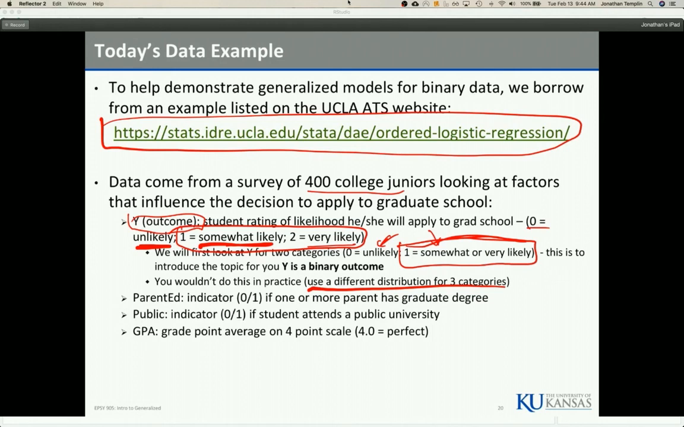Also, in this data set, we have an indicator of whether or not one or more of the student's parents has a graduate degree. A 0 means neither of the student's parents had a graduate degree, and a 1 says at least one of them had a graduate degree. We have an indicator called public that is a 0 if a student is in a private university and a 1 if a student is in a public university. And we have a person's grade point average on a 4-point scale, where 4.0 represents straight A's across college.